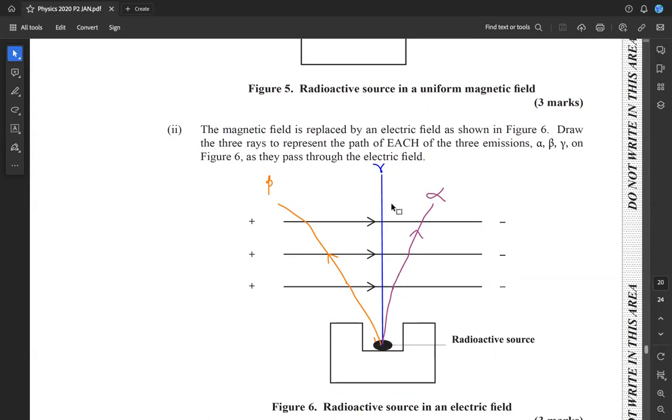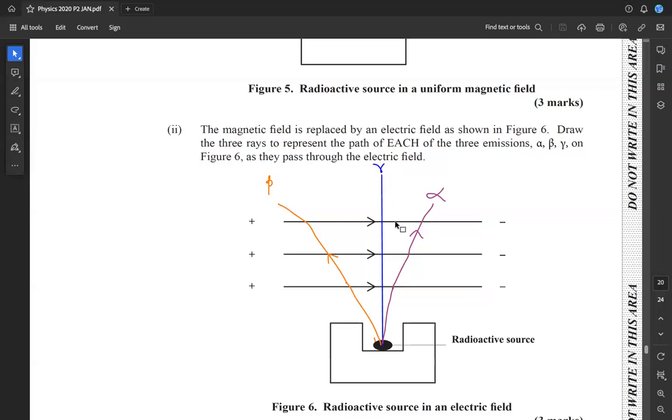And again, the gamma is going to be undeviated, undeflected, undisturbed by that electric field once it passes through. And that's because it doesn't have any charge. So if it's an uncharged particle going through an electric field, then there's no interaction there to be had. And so it will just continue on its path straight up like this.